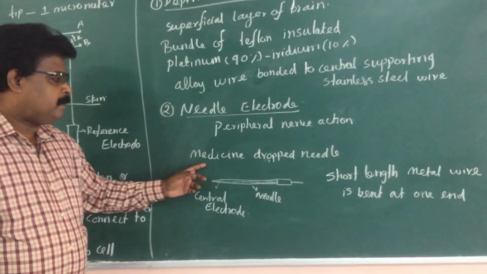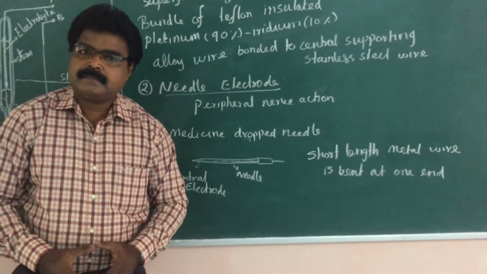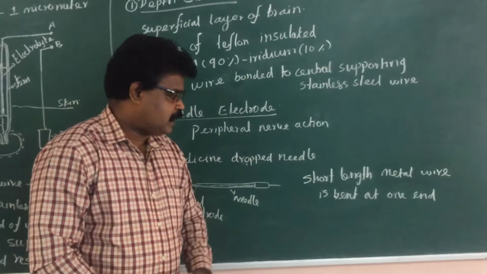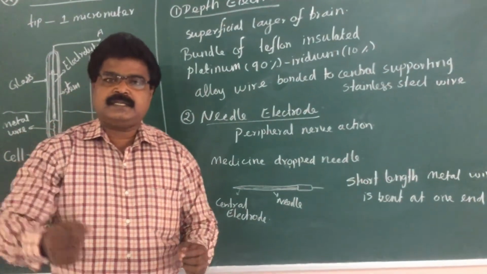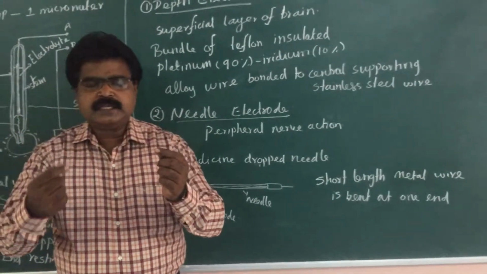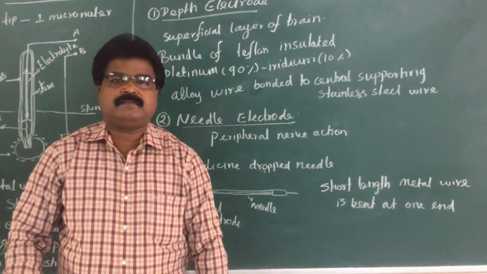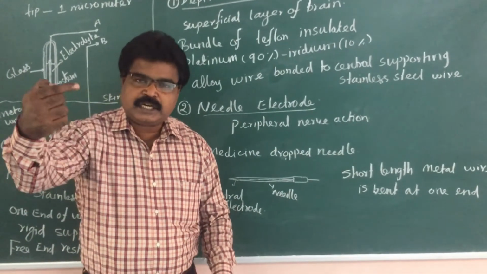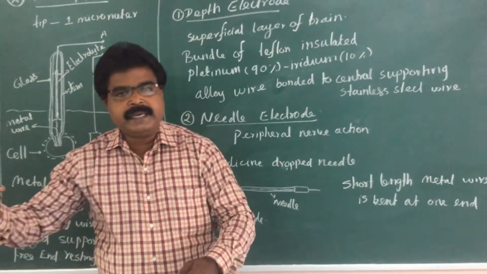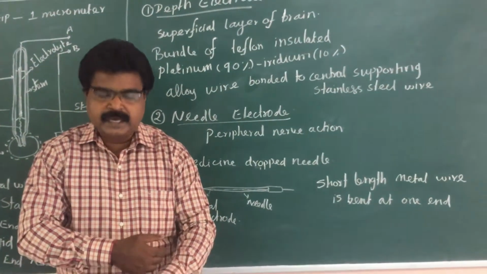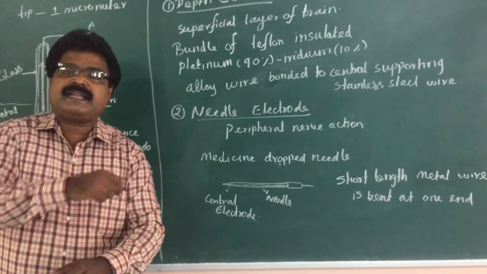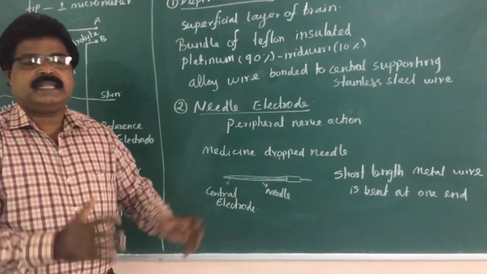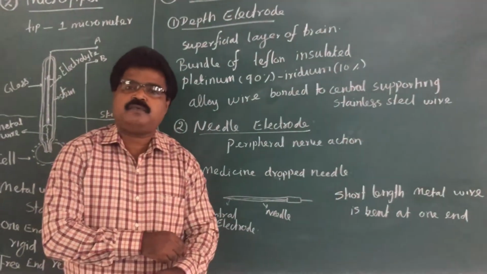Here it consists of a hypodermic needle, similar to an ordinary needle. It also has a solid metal wire that is bent at one end. The bent wire is inserted into the lumen of the needle. This is called the lumen of the needle. That will be inserted into the body muscles, and when the needle is taken out, the wire will rest on the particular portion of the nerve. That's how to connect this needle electrode to a localized area of muscles.